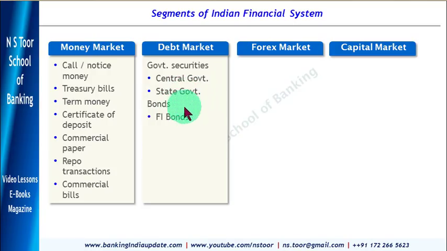Let us see different types of bonds. So bonds can be issued by financial institutions. Bonds can be issued by public sector undertakings. Bonds can also be issued by corporates, as corporate bonds. So these bonds are generally of unsecured nature.